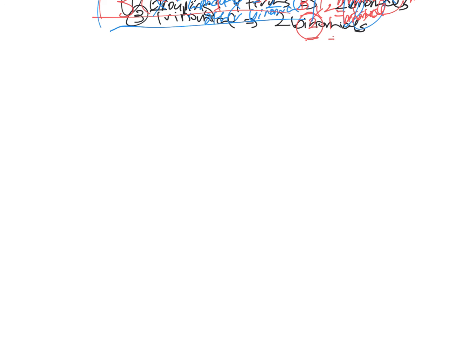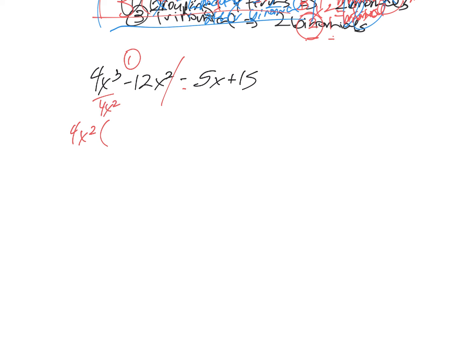Okay, so let's do another one. Let's do 4x to the power of 3 minus 12x to the power of 2 minus 5x plus 15. First thing, I'm going to cut it in half. That negative goes with the 5. I'm going to look at group 1, and I'm going to look for the greatest common factor, which is 4x squared. So I'm going to divide that by these 2 here, and I'm going to get x minus 3.